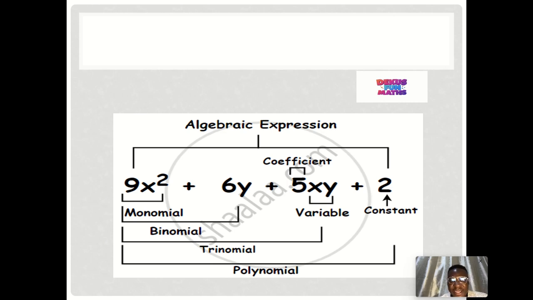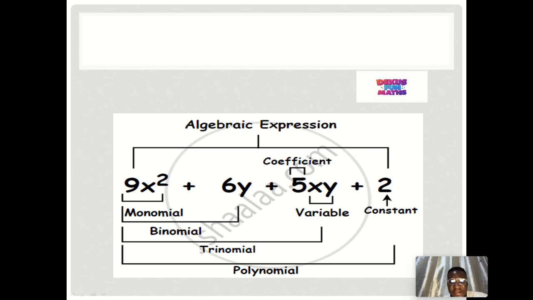So given this figure that we have, the expression here is 9x squared plus 6y plus 5xy plus 2. So let's identify the following. You see that the 9x squared is called a monomial because it has just one term. Then 9x squared plus 6y is called a binomial because 9x squared is the first term plus 6y making it the second term. So therefore it's called the binomial.